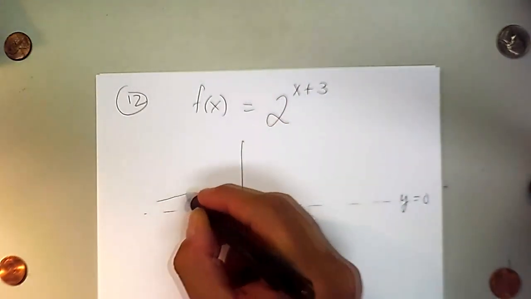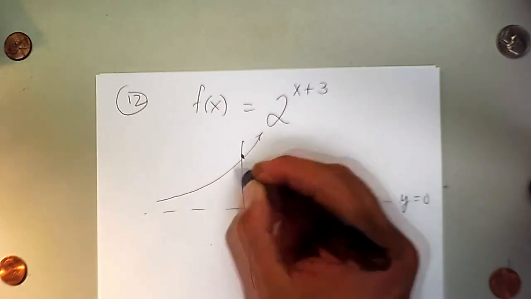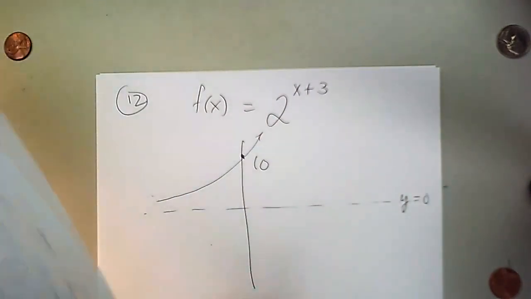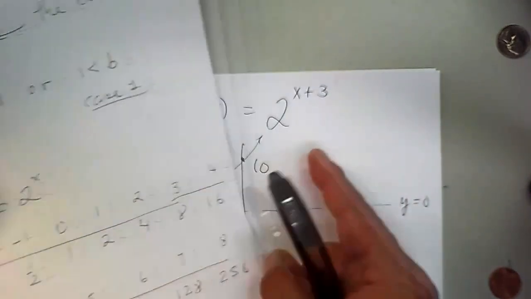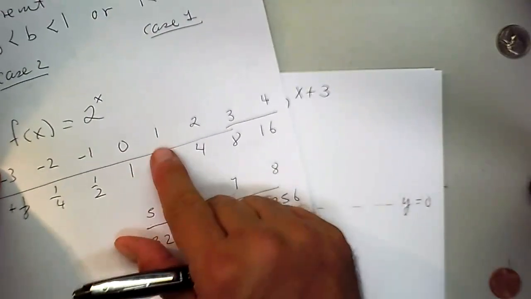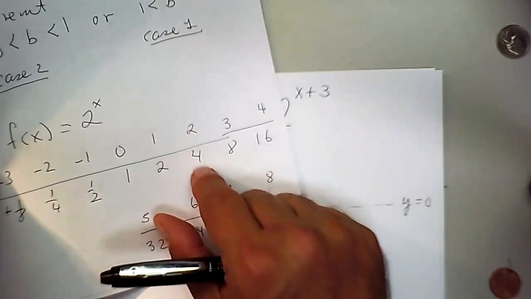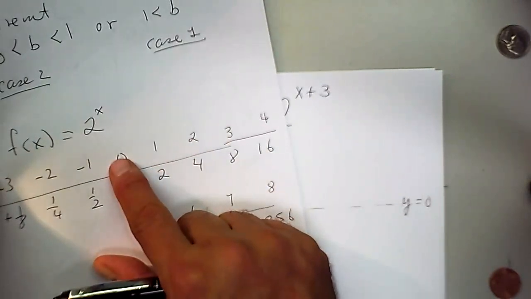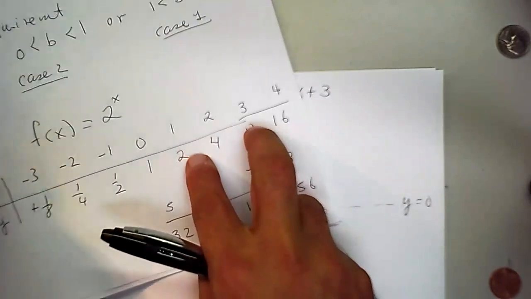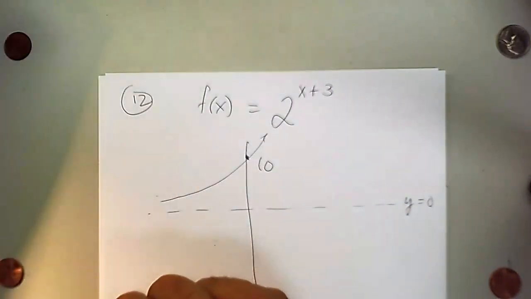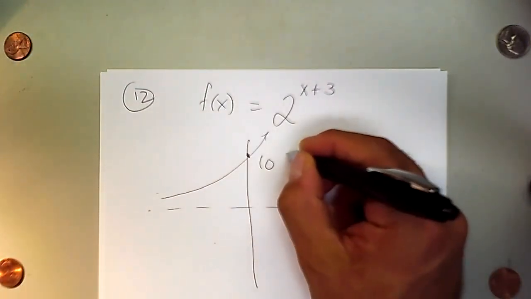is that the graph is going to hit the y-axis not at 1, not at 2, not at 4, but at 8, because we're shifting this to the left. So the graph is 0, 1, the original 2 to the x, 1, 2, 2, 4, 3, 8. When we shift to the left, the outputs are getting shifted to the left. So this 8 moves all the way to here, to 0. So we have 8 here.